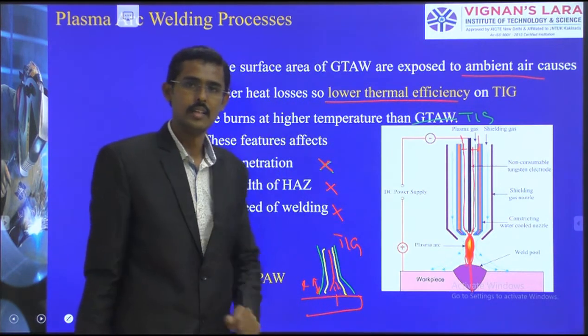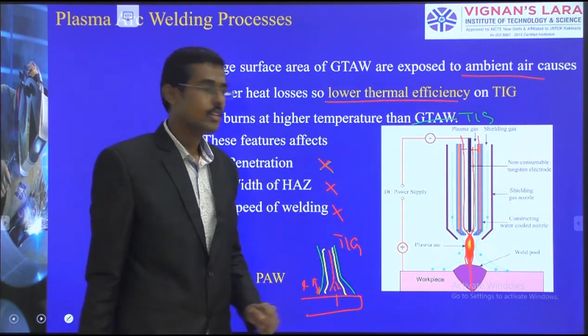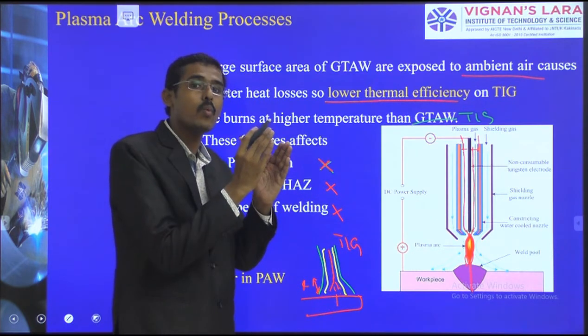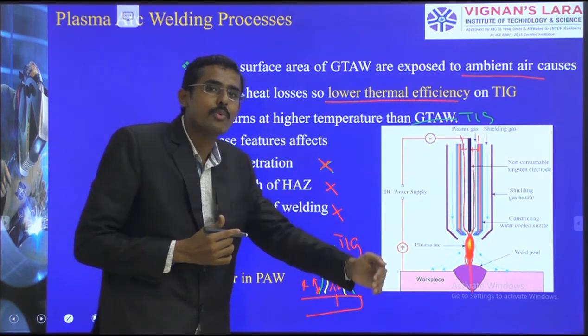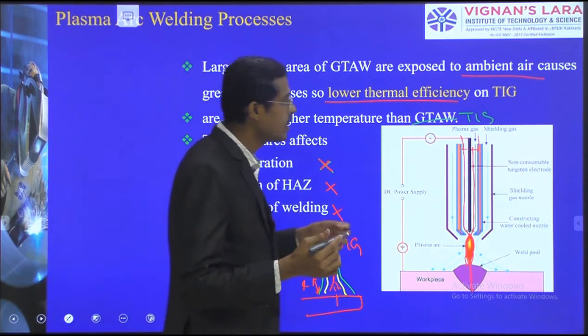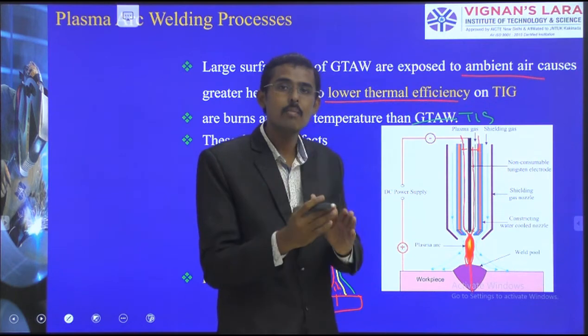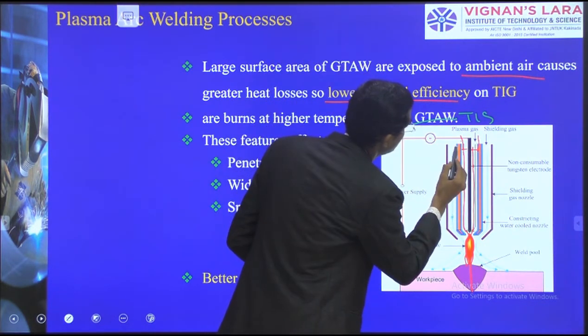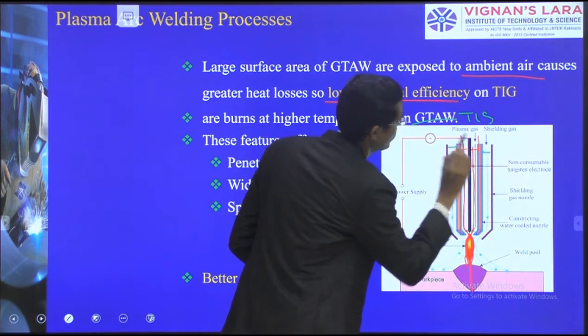That is okay. But what's the problem in TIG? These fluctuations are disturbed by the air. That we are avoiding. How are we avoiding? I am giving a second layer of protection. Where am I giving the second layer of protection? On the same nozzle, at the outer end. See, I am drawing here. This is the outer end.